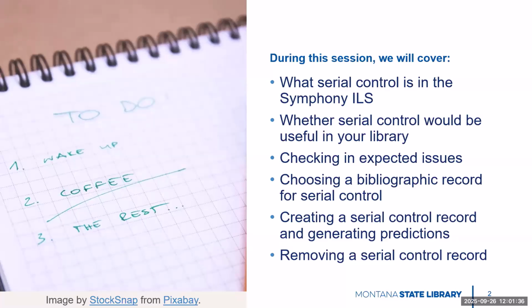And then we'll sort of go back in time and talk about how to set up serial control for your periodicals and what that process is, from choosing the right bibliographic record to put serial control on, to creating that serial control record and generating predictions. And finally, the importance of removing serial control from a record when you no longer need it.